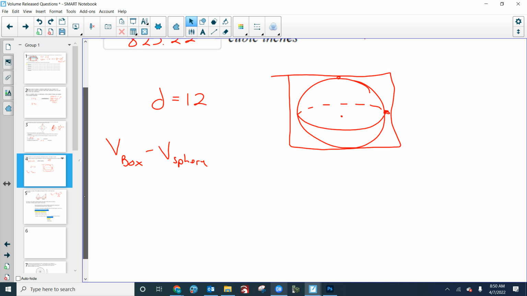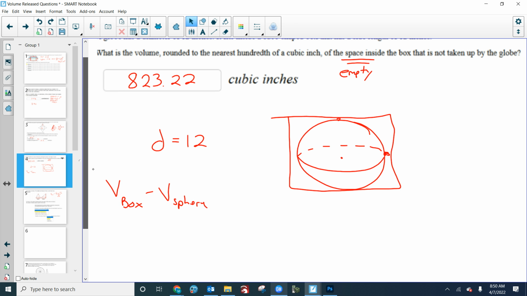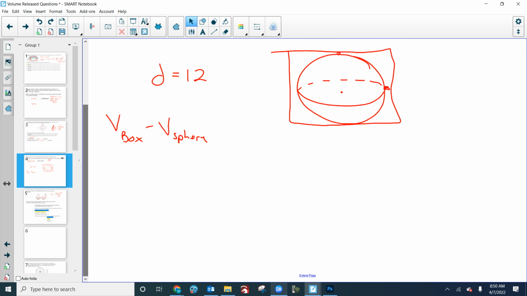Let's back up. What are the side lengths of the box? 12 by 12 by 12. So 12 cubed, yes? Cube-shaped box. Which is what page? 28. Minus 4/3 pi r cubed. What was the radius of the sphere? 6.